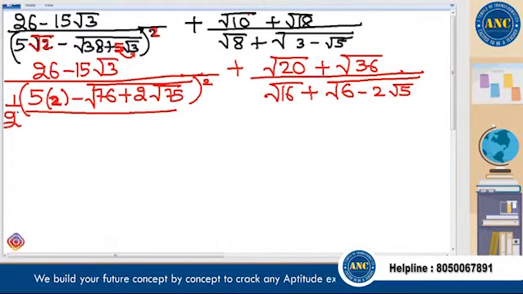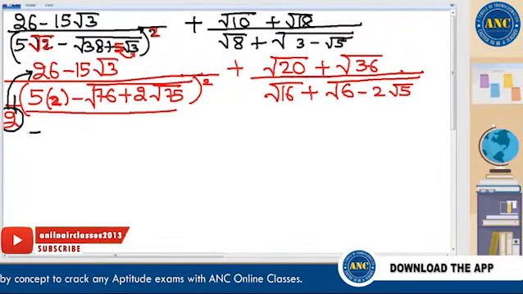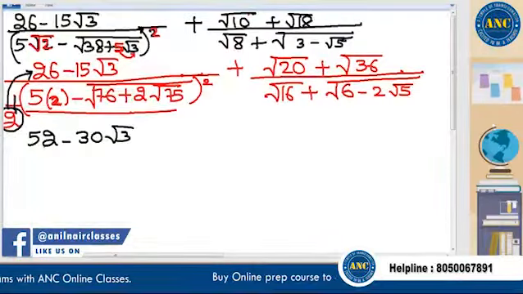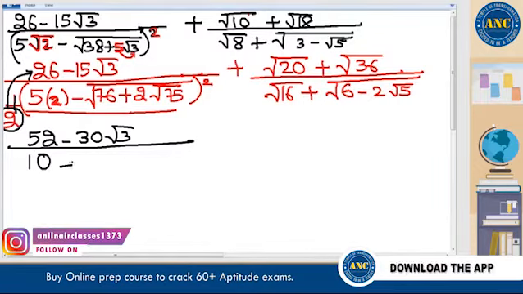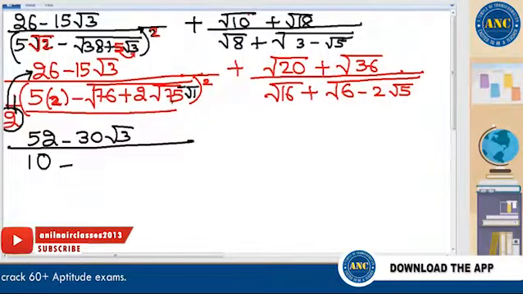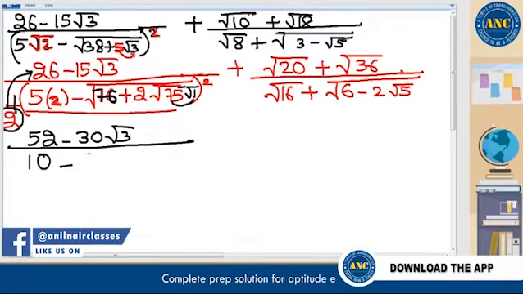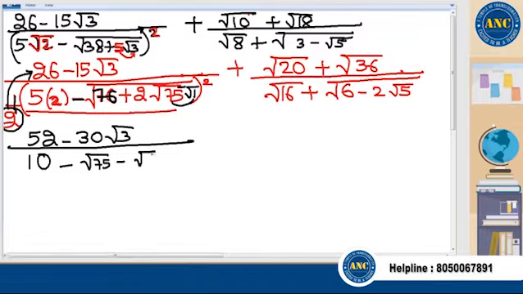Now this denominator 2 will go to the numerator. Multiply everything by 2: 52 minus 30 root 3, divided by, this is 5 into 2, 10 minus, can I say root 75 into root 1? 75 plus 1 is 76. Directly I can write it as root 75 plus root 1. With this minus I can write it as root 75 minus root 1.